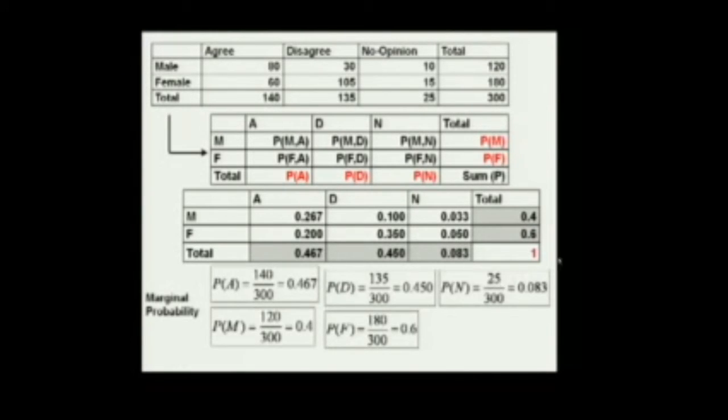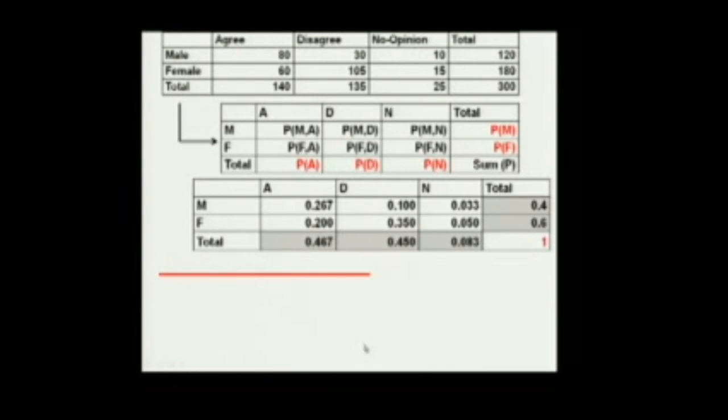And by doing that, we can start with the marginal probability. Probability of A, or agree, will be the 140 divided by the total, which is the 0.467. Probability of disagree will be the 135 divided by the total. Probability of N, probability of M. You can see here that we are following the same example that we covered before.